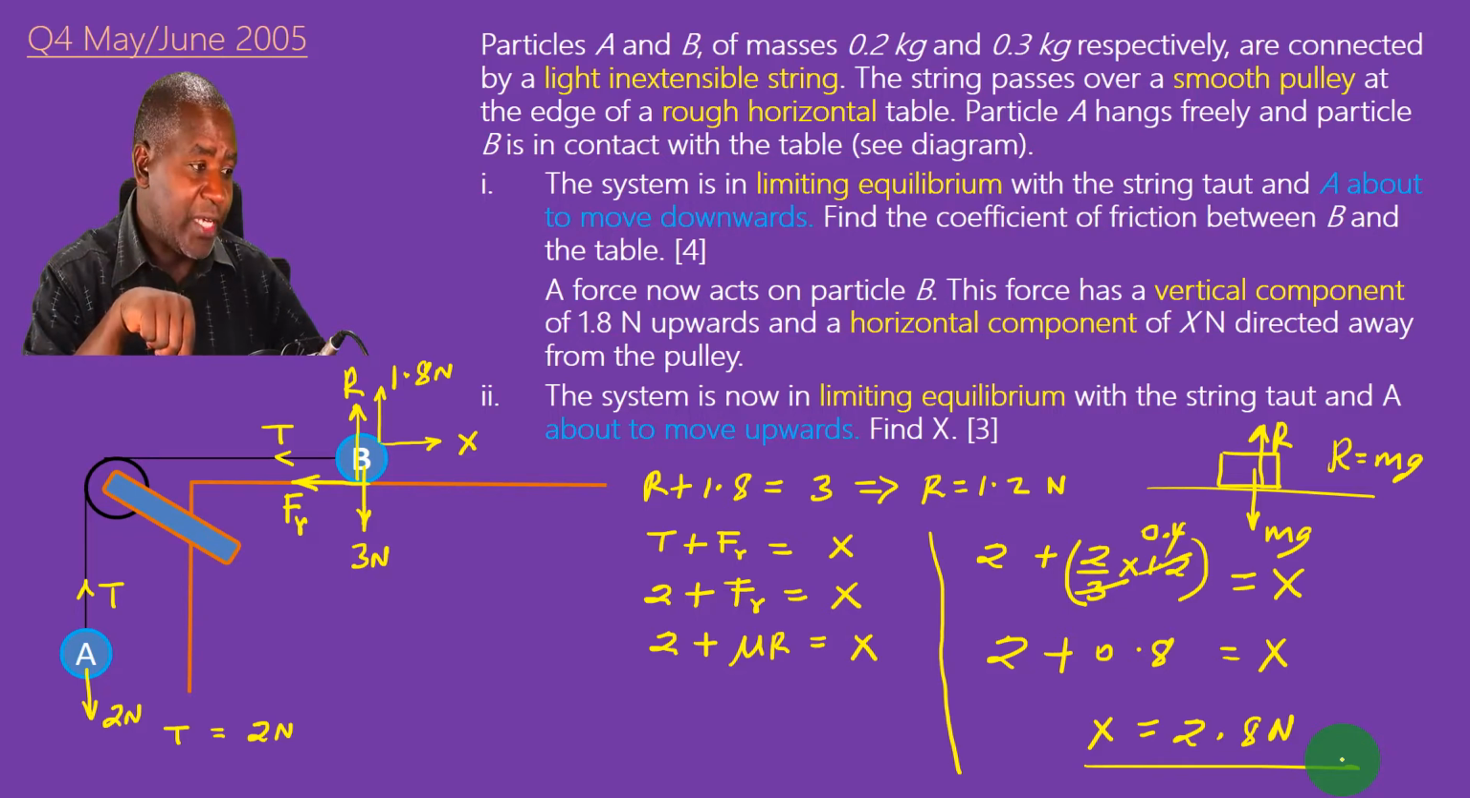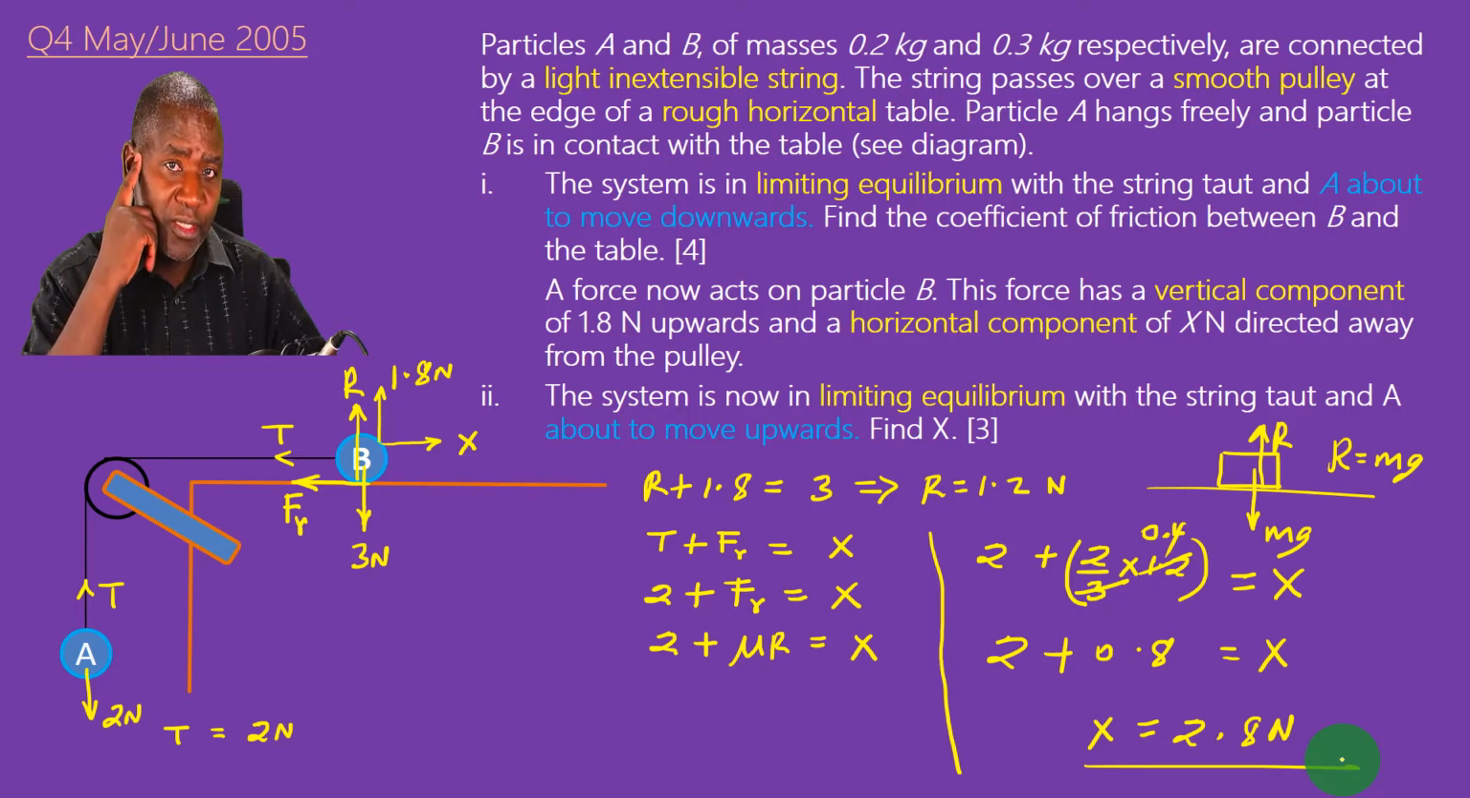The idea of equilibrium, limiting equilibrium, again, light inextensible strings, rough horizontal surfaces are mentioned, vertical and horizontal components mentioned, and the idea of calculating the normal component of the contact force. How you calculate that is important. It's not always equal to the weight of the object.